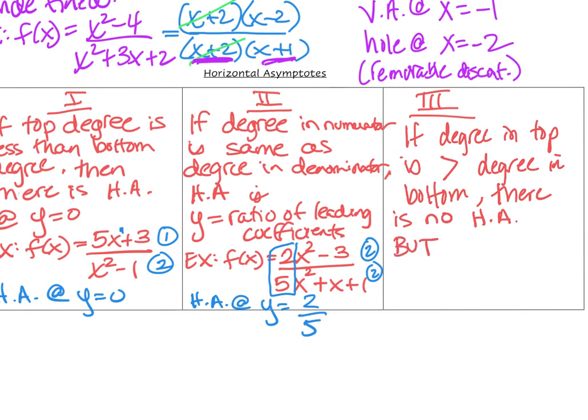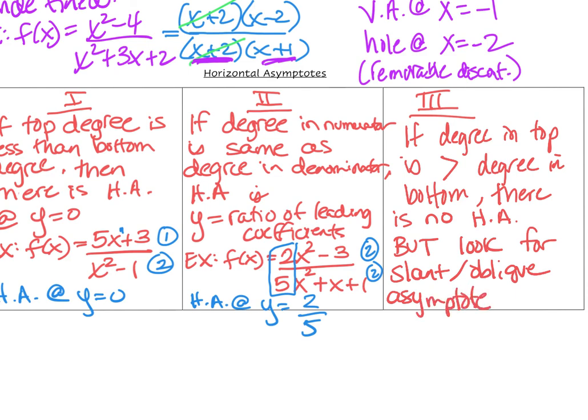But in that case, we will look for what we call a slant asymptote. It's called a slant or oblique asymptote. We're not going to do this one today. We're going to do it next class, but we look for that by using long division or synthetic division. So I'll show you an example of that next class.